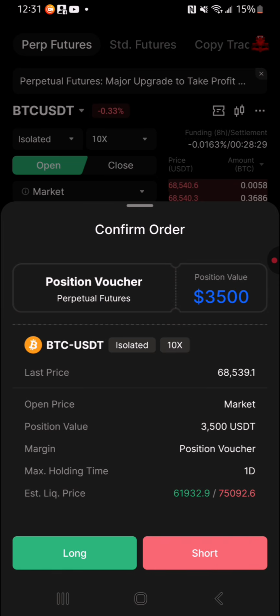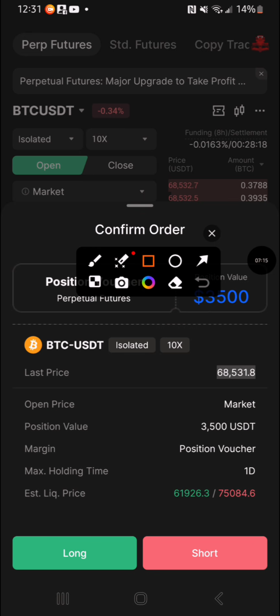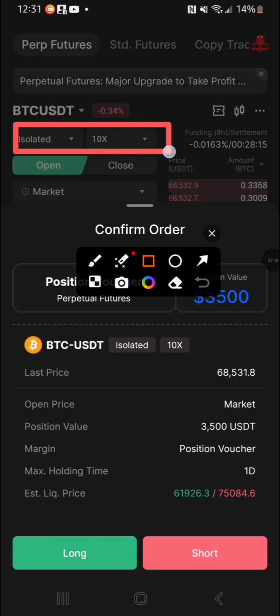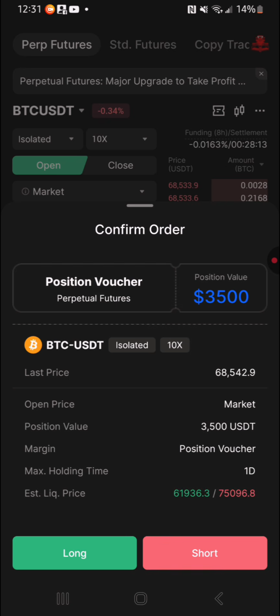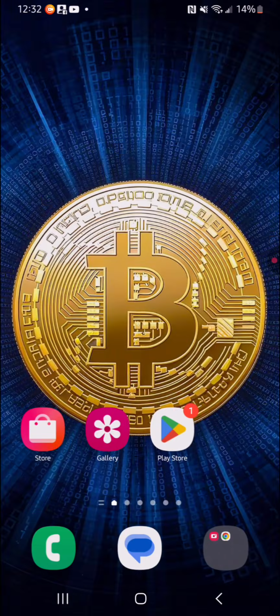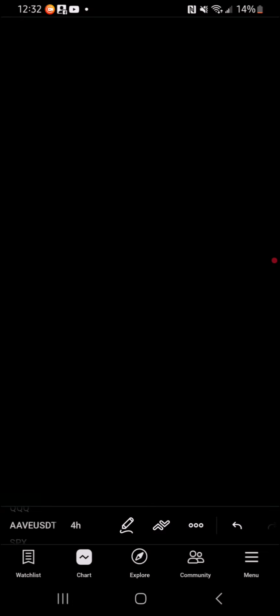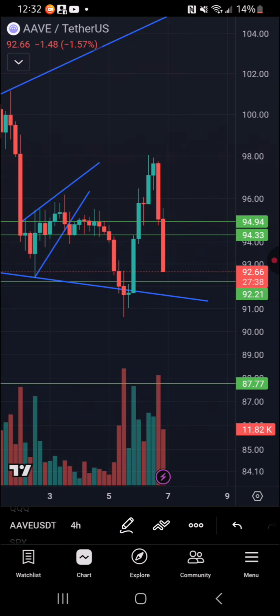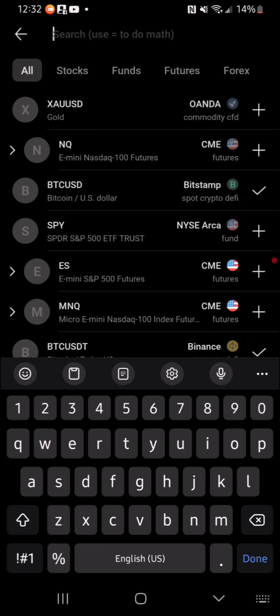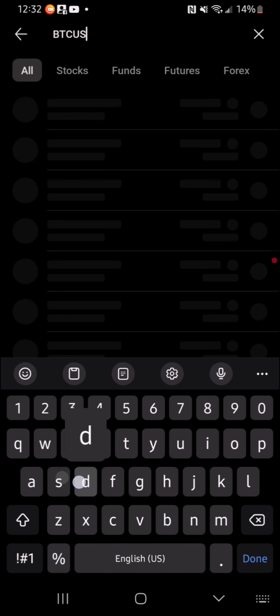You need to change your leverage to 10x. If your leverage is on 20 or 30 or 50, switch it to 10x via isolated. These are the two things you need to switch: isolated and 10x. Then the bonus is going to pop up. So now you need to either go long or go short, and this position is going to last for 24 hours. After 24 hours elapses, if there is no profit, it's going to automatically expire. So let us do some confirmation based off of BTC USDT.